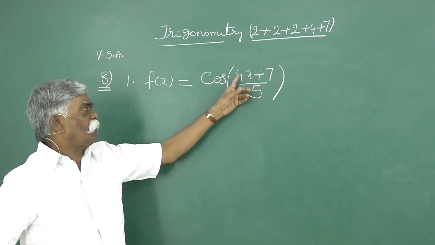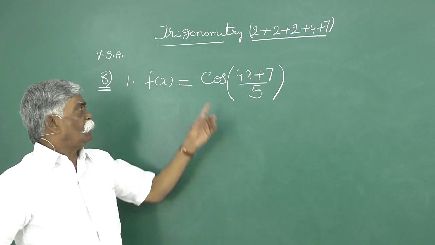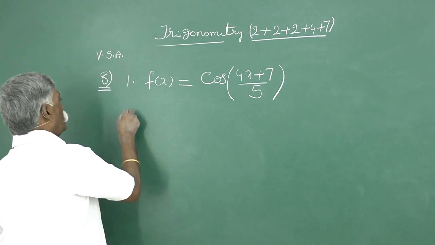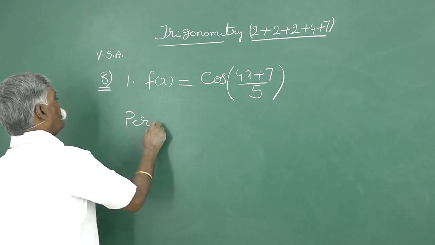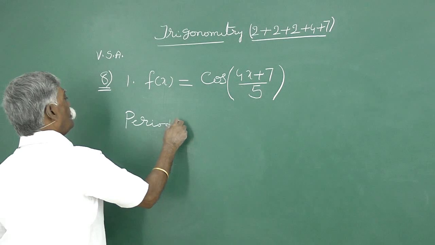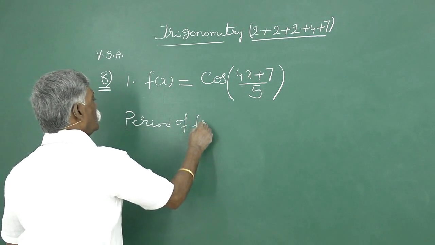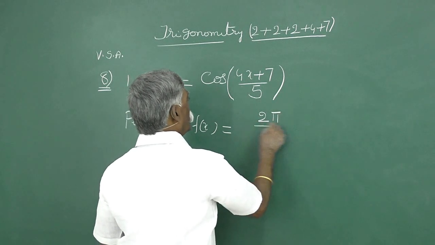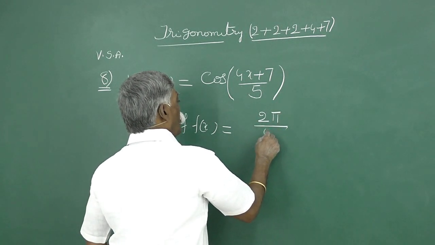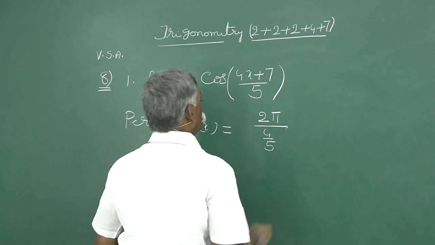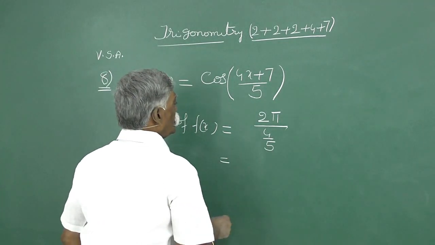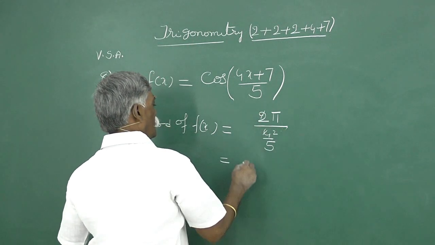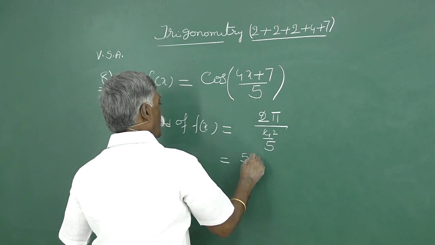The coefficient of x is 4 by 5 and the original period of cos is 2 pi. Therefore, period of f of x is equal to original period 2 pi by 4 by 5. So this 2 gets cancelled here. So therefore it is 5 pi by 2.